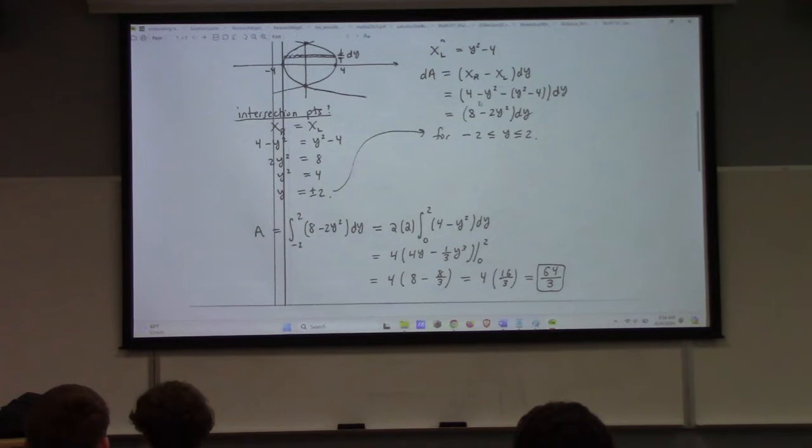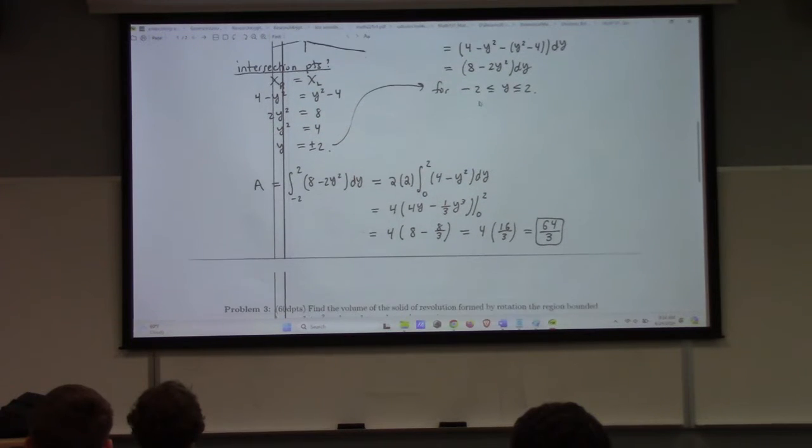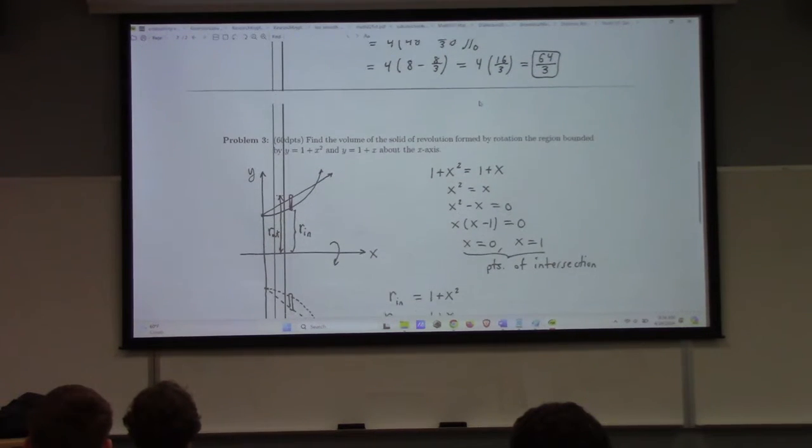So one of you is asking me, do we really need to draw the pictures? Can't we just write down an integral formula? And the answer is no, you need to draw the pictures, because otherwise you're just going to get it wrong. And also I do want you to draw the pictures.